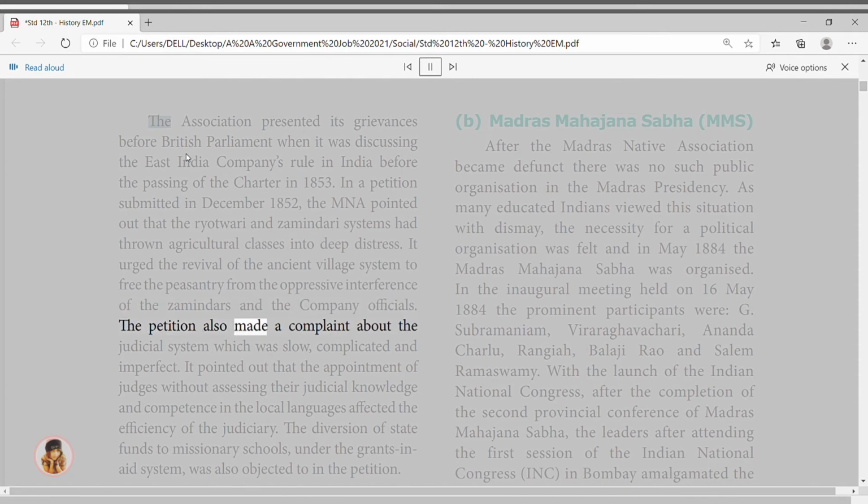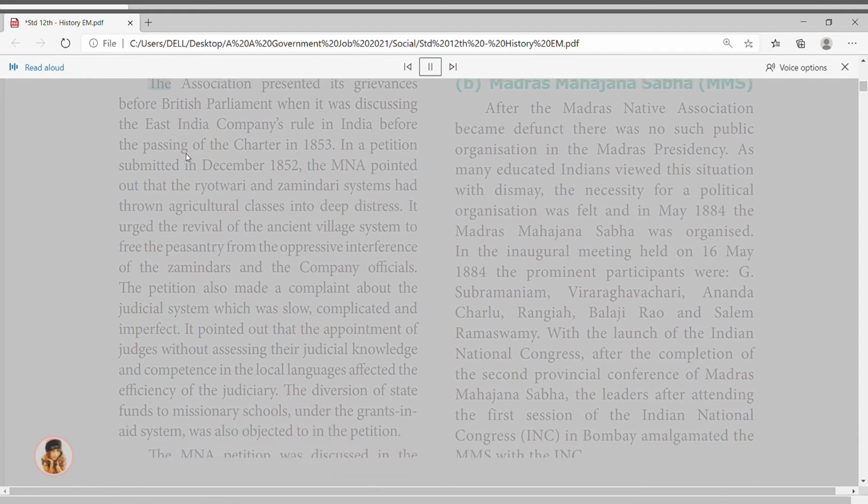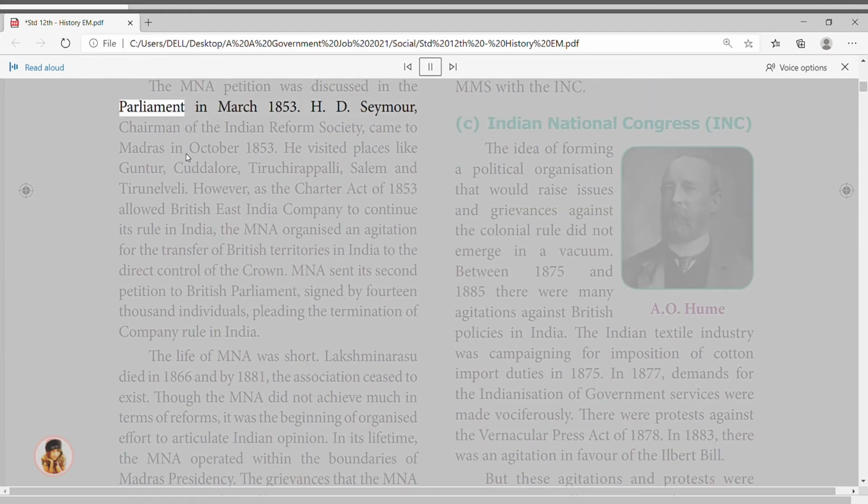The petition also made a complaint about the judicial system, which was slow, complicated, and imperfect. It pointed out that the appointment of judges without assessing their judicial knowledge and competence in the local languages affected the efficiency of the judiciary. The diversion of state funds to missionary schools under the grants in aid system was also objected to in the petition. The MNA petition was discussed in the Parliament in March 1853.